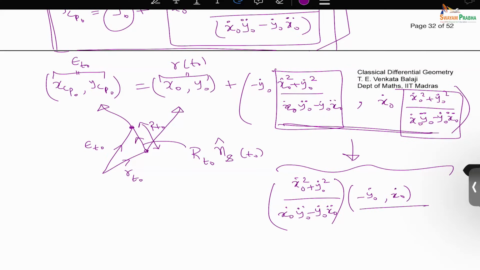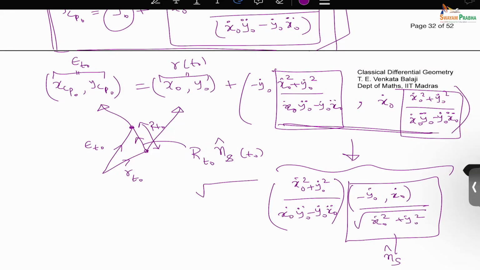If you want the signed unit normal, you have to divide by the length. Therefore, if I divide by root of x naught dot squared plus y naught dot squared, then this is exactly the signed unit normal. And because I divided by this, I have to multiply here by root of x naught dot squared plus y naught dot squared. So this is what I get here.